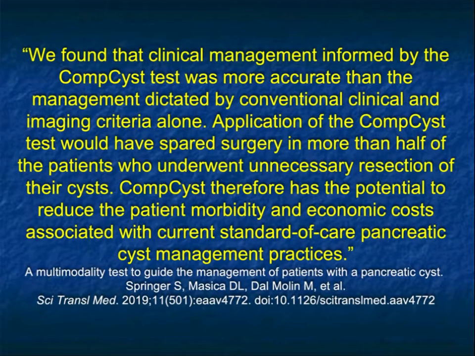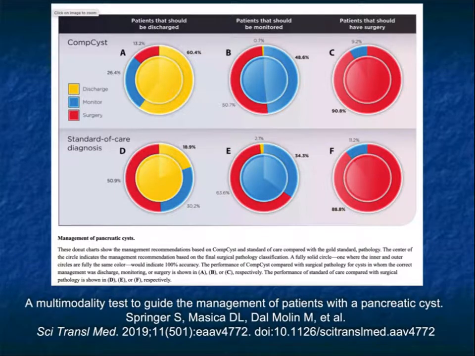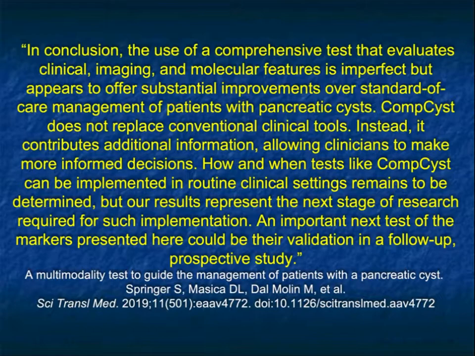The ComCys was more accurate than conventional clinical and imaging criteria alone, and so the conclusion, of course, in 2019, it had the potential to reduce patient morbidity and economic costs. Well, when you look at that article, you can see it did much better than physicians did, surgeons or GI docs, but it really wasn't as accurate as you would like it to be. It was probably in the 60% range when all was said and done. Well, can you do better than this?